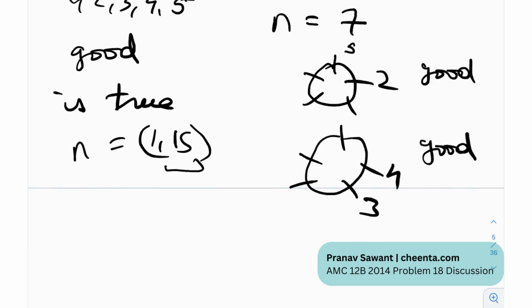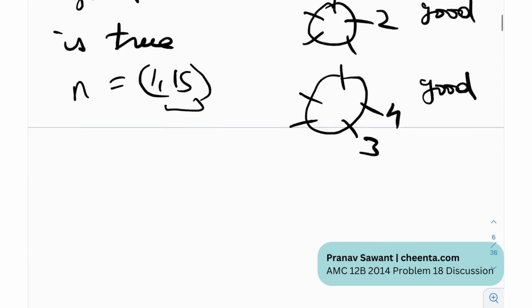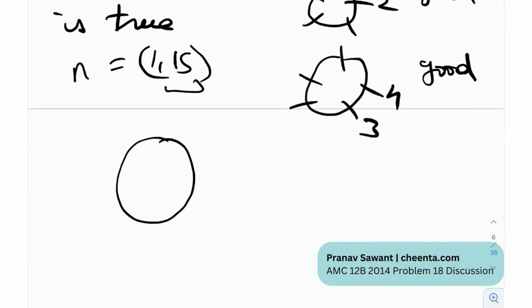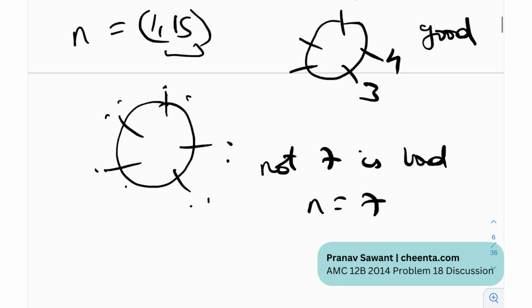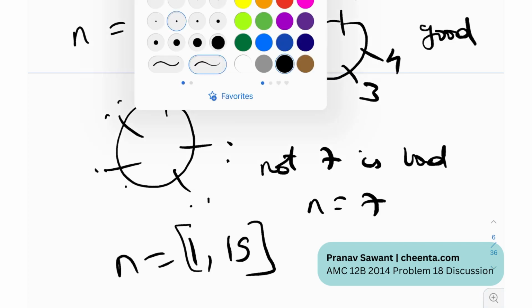If it does not have that, it is bad, right? So for example, if I am able to figure out a circle, which you will eventually find, where the sum of any two consecutive elements is not 7, then it will be bad. So not 7 is bad. And this is obviously for n equal to 7. And in total, what's the question asking? We need to find the total number of such bad arrangements over n from 1 to 15, both inclusive. So that is essentially what they are asking us to find.